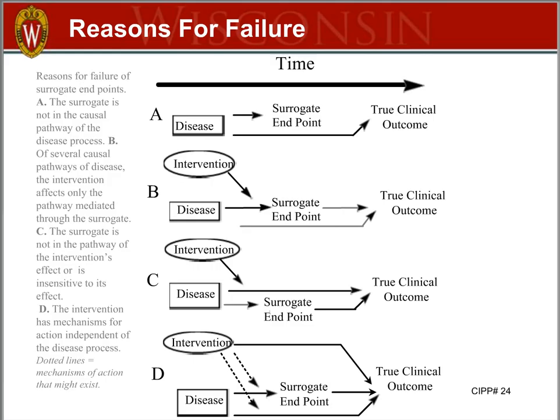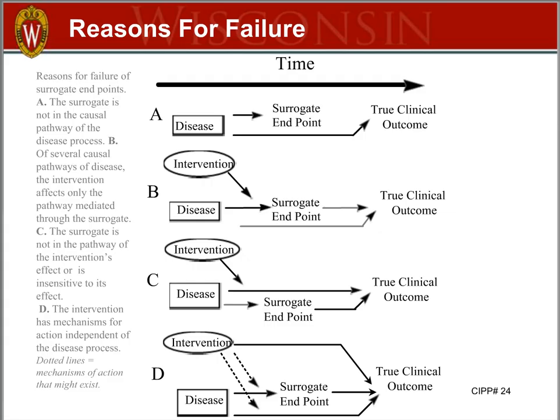The reason for that challenge is there are many possible pathways that one can imagine. In this diagram, we've listed four, A, B, C, and D. There are many others which you could think about. In scenario A, the disease, in fact, does modify the true clinical outcome, but it does so independent of modifying the surrogate, the intermediate outcome. So you could modify the surrogate quite well and have no effect on the true clinical outcome.